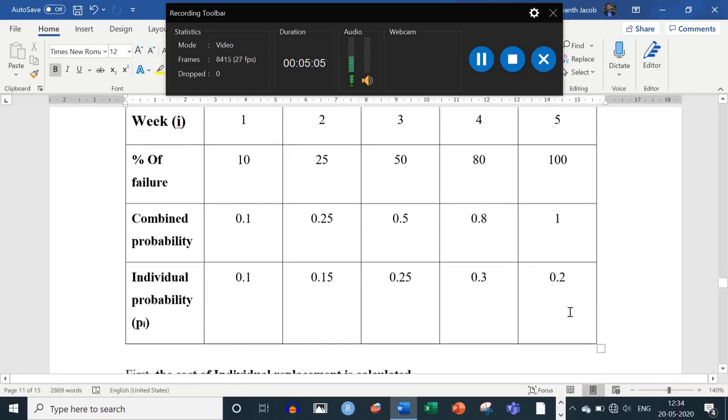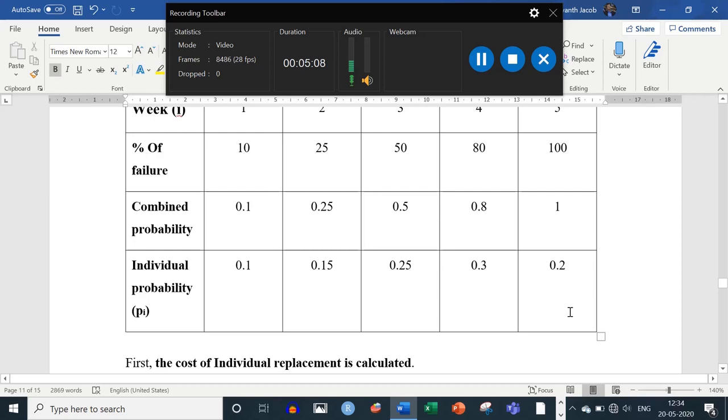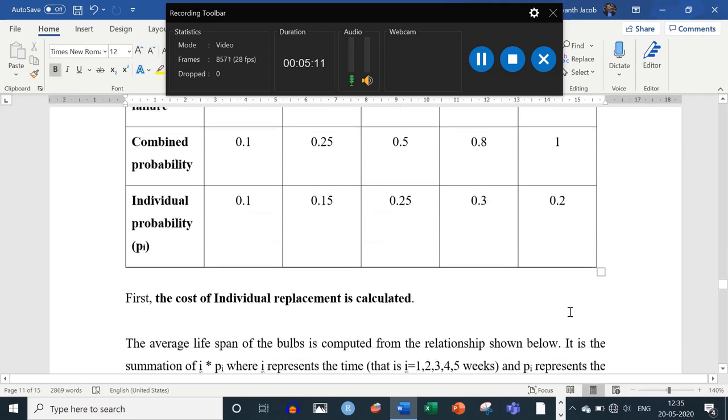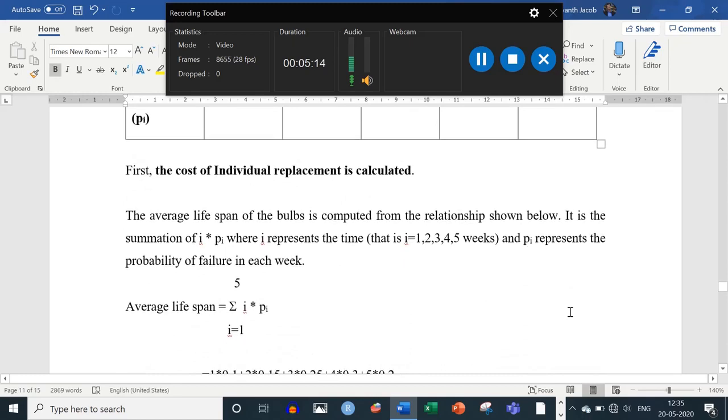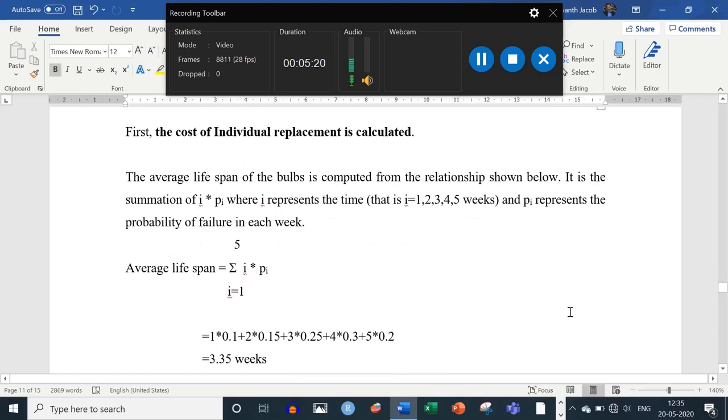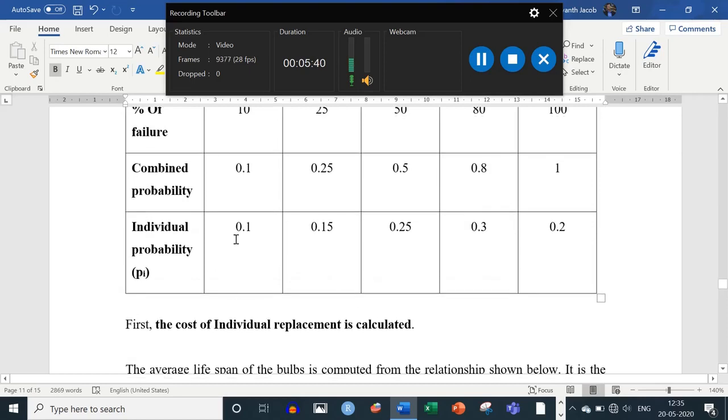Now first we will check out what is the cost if I were to replace the bulbs individually as and when they fail. Now for that what we do is we first find out the average lifespan of the bulb. Then we find out the average number of bulbs that fail per week. Then we find the cost of replacing the bulbs each week. So in order to get the average lifespan of the bulbs, we use this relationship, sigma i into p_i. This is a discrete summation relationship. i is the number of weeks, so it's 1 to 5 here because we have 5 weeks in this problem. p_i is the probability of failure in that respective week. So it's 0.1, 0.15, 0.25, 0.3, and 0.2. So that's what we have here.